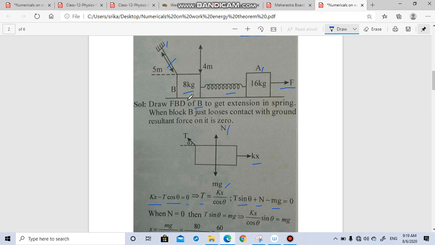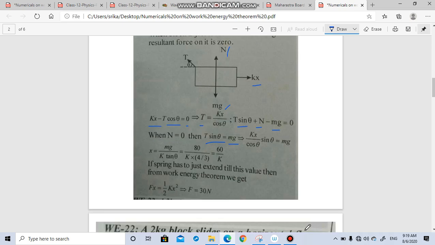Now always remember, if a body loses contact with the ground, then the N value becomes equal to 0. When it just loses contact, N becomes equal to 0. Only when it is in touch with the ground, N value will be there. So in this expression you need to put N equal to 0. Then you get T sin theta is equal to mg. But the T value is already calculated, just substitute that.